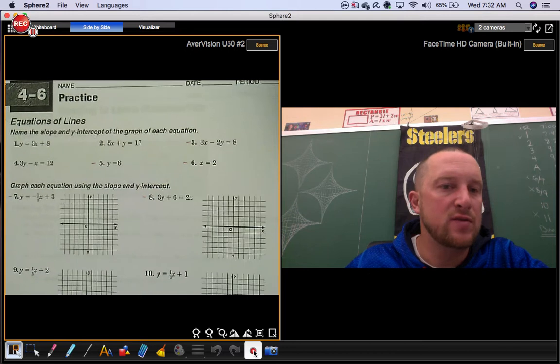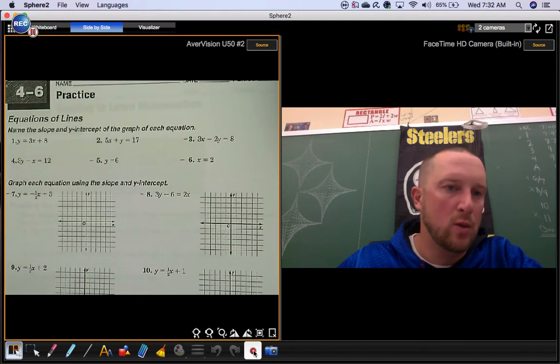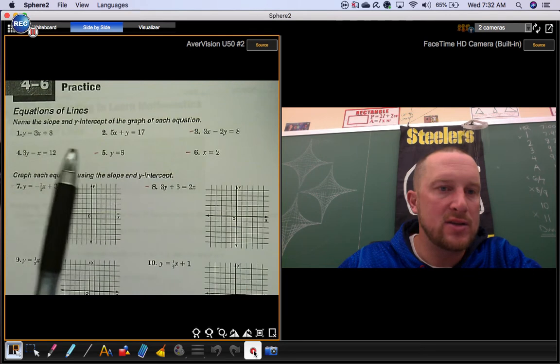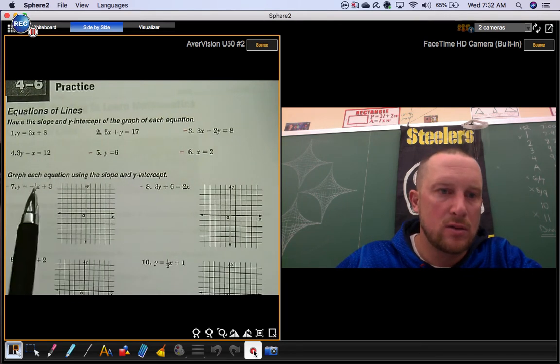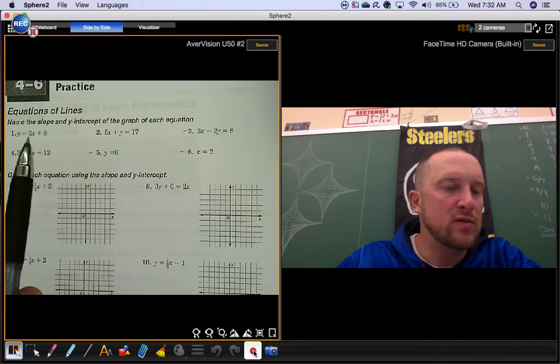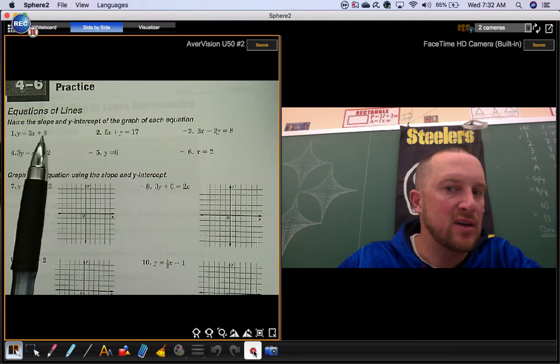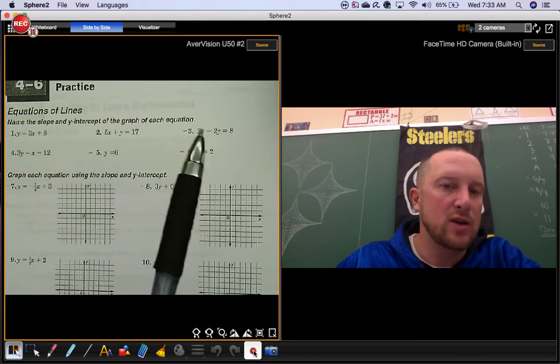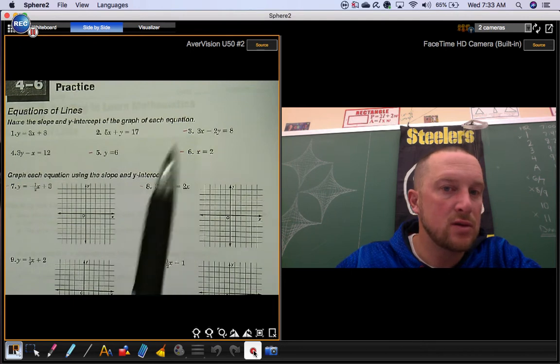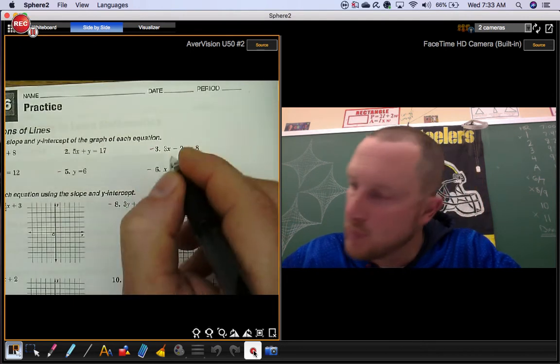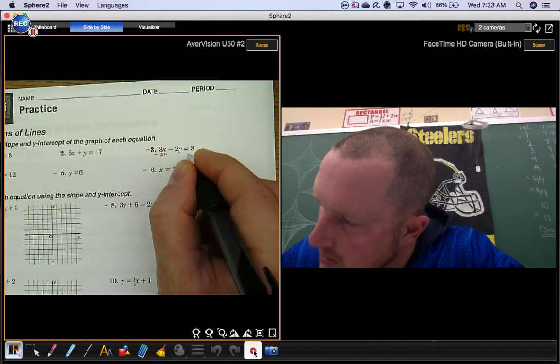This page for section 4.6, we want to name the slope and the y-intercept of the graph of each equation. When it's in y equals mx plus b form, like this one, it's really easy to see that the slope is 3 and the y-intercept's 8. But when you get trickier problems like this where y is not by itself, you have to do some work first. So what we're going to do first is subtract 3x from both sides.